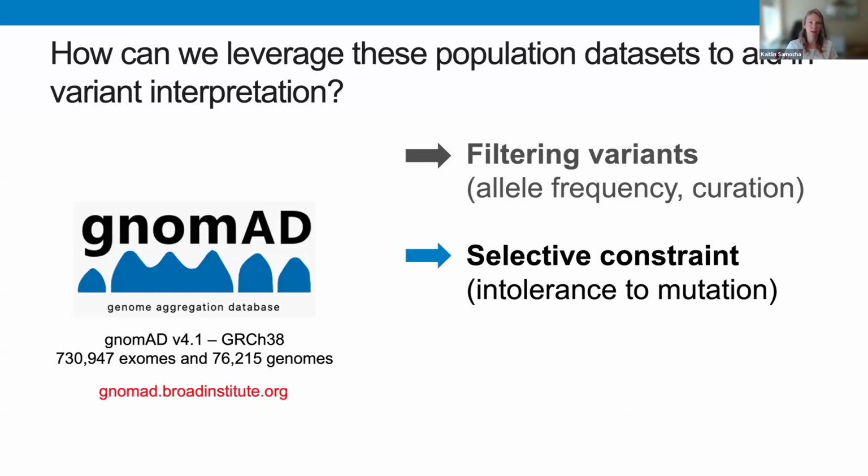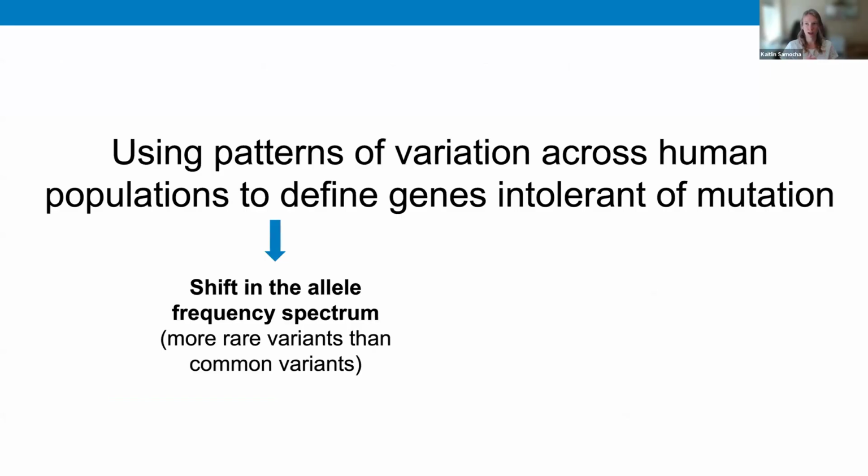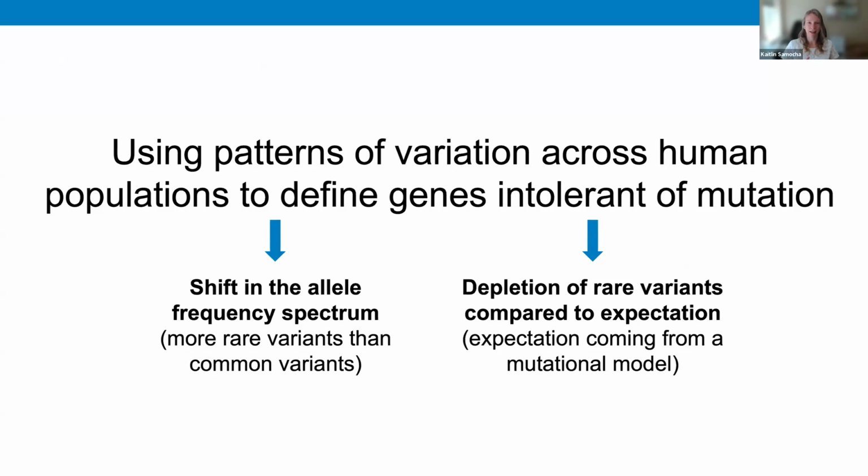So you can filter your variants based on allele frequency, but you can also keep in mind some of these curation efforts. So beyond single variant filtering, we can also look at the patterns of these mutations to identify genes and regions that seem to be intolerant of those mutations. And this is called selective constraint. So using the patterns, we can define genes that are intolerant. There's two primary ways of going about this. So the first is a shift in the allele frequency spectrum. So let's say that we see more rare variants than common variants in a gene. So we just don't see common deleterious variants. And the second is depletion of rare variants compared to an expectation, potentially coming from a mutational model.